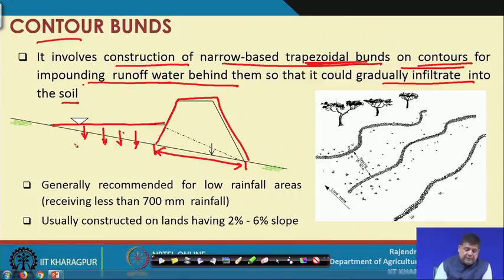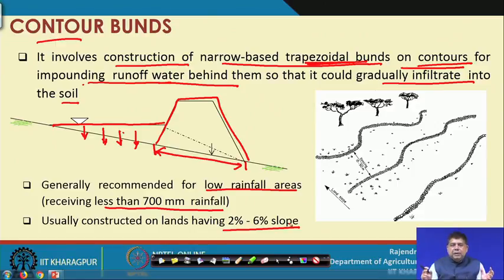Contour bunds are generally recommended, as we saw in the bund case also, for low rainfall areas which receive less than 700 millimeter of rainfall annually. So, any place where the annual rainfall is less than 700 mm, we can go for contour bunds. And they are usually constructed on lands having 2 to 6% slope. We saw in the previous lecture an adaptability table which said that the land slope should always be limited to 8%. So, it can never be constructed on land having more than 8% slope, and the usual recommendation is 2 to 6% land slope.